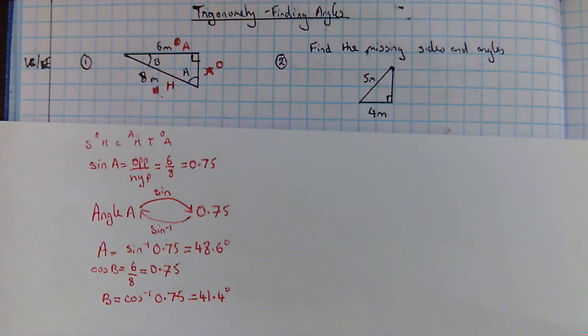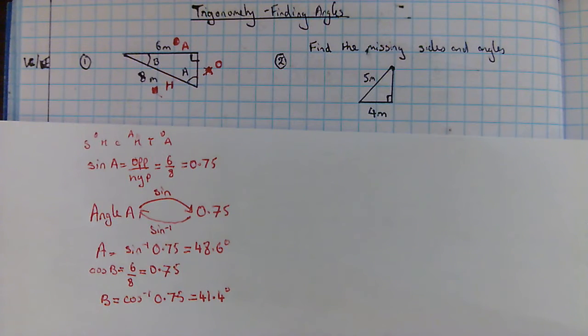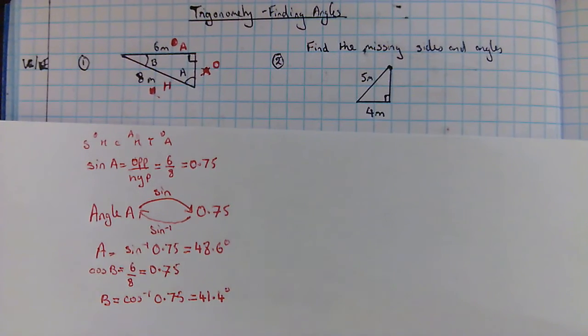Okay, let's take a look at question 2. So question 2 asks me to find the missing sides and angles. Now, you can choose which you want to do first. You can look at finding the angles first, or you can look at finding the sides first. We're going to start by looking at the sides. So I've been given two sides. To find my third side, I'm going to use Pythagoras.